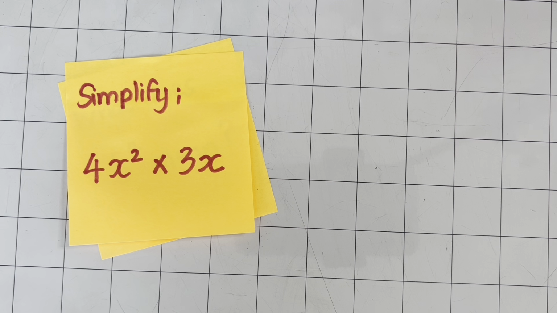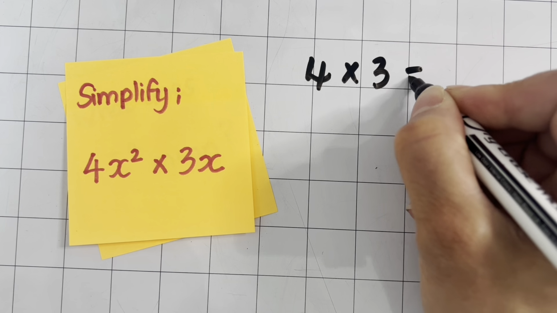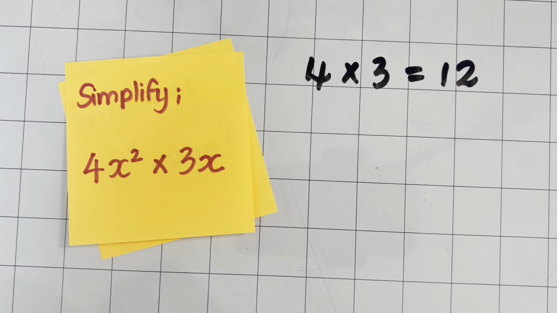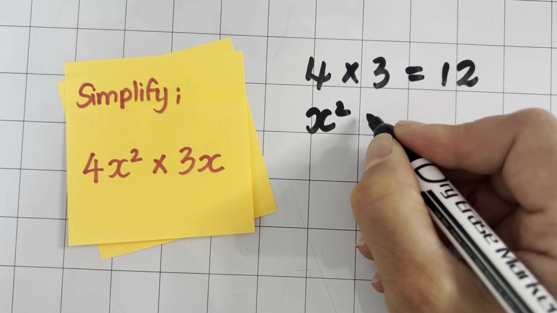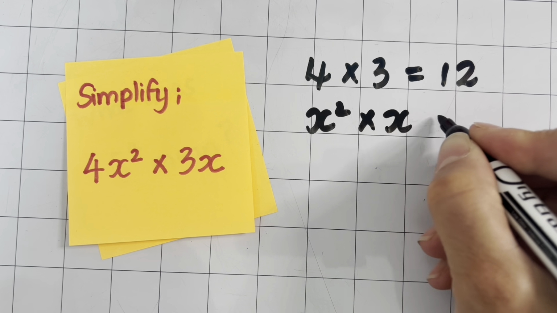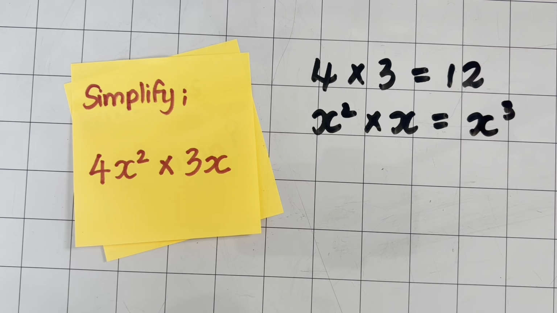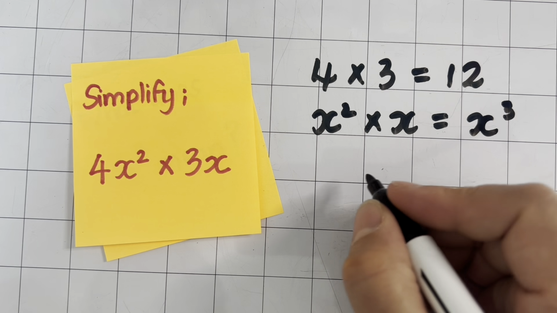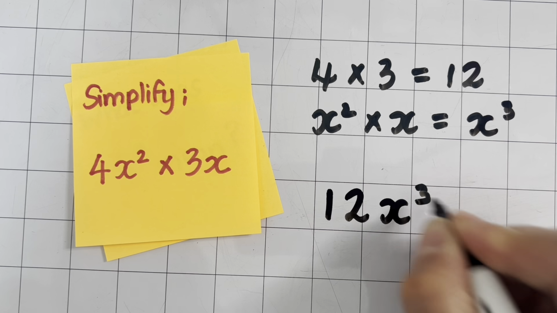Question 9, we're asked to simplify 4x squared times by 3x. We can look at the numbers first. So we've got 4 times 3 is 12. And then we look at the letters. So we've got x squared times x. And we know that's x cubed. So our answer, once we simplify this, will be 12x cubed.